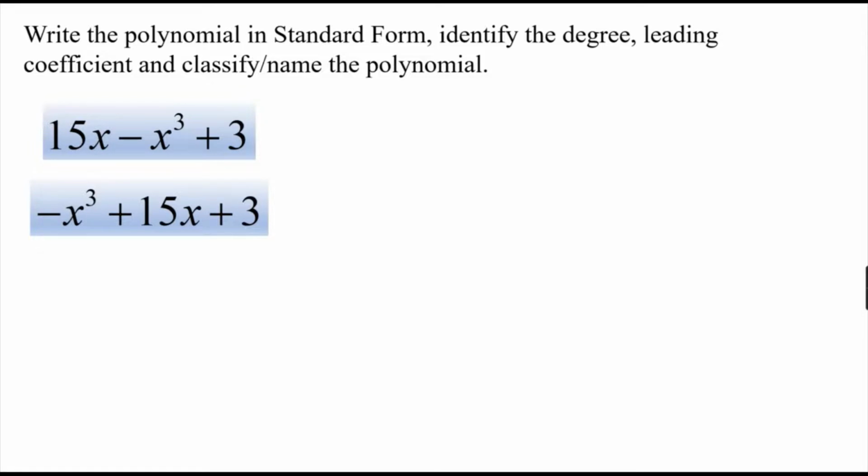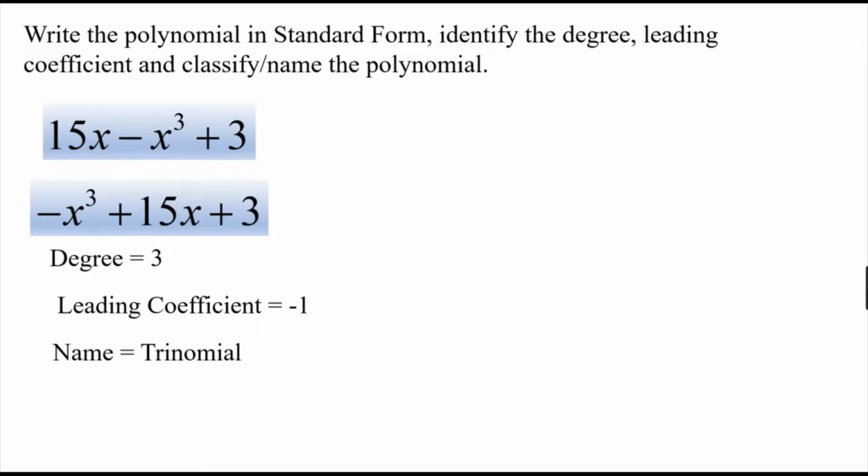With this one, we observe that the degree is 3 since it is the highest exponent, and the leading coefficient is negative 1. If we don't see any number there as the coefficient of the variable being used, it is understood to be 1. However, we have a negative there. So therefore, the leading coefficient is negative 1. And since it consists of 3 terms, this is called trinomial.